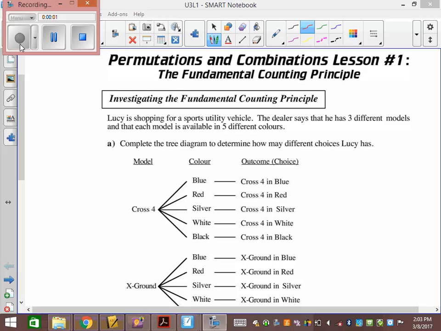Lucy's shopping for a sports utility vehicle. The dealer says that he has 3 different models and that each model is available in 5 different colors. So complete the tree diagram to determine how many different choices Lucy has.